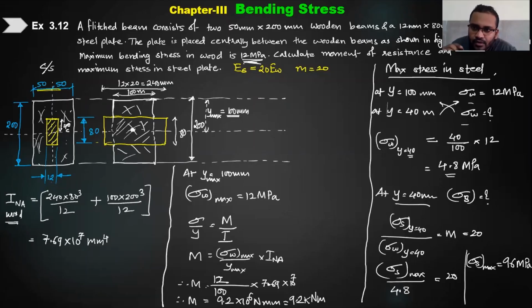Here most of the people will go wrong. They will take sigma wood maximum as 12, and they will multiply by that, and 240 MPa is the answer. Okay, but that will be wrong. Are you understanding it? So now let us go for the next section.